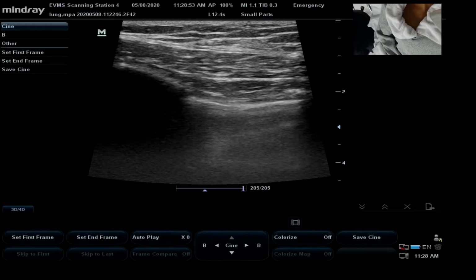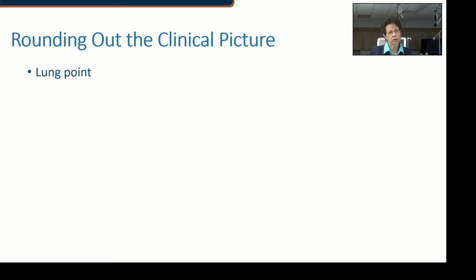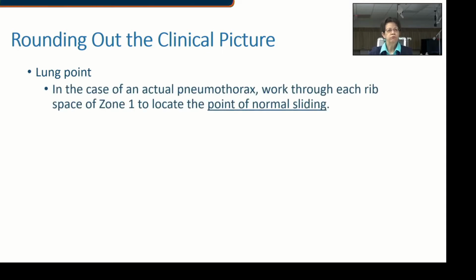Let me come back to my slide. So I want to round out the clinical picture a little bit with lung point. When you're going to be scanning the lab, hopefully nobody has a pneumothorax. So let me explain to you what happens when you do find a pneumothorax, which is that lack of sliding. You need to work through each rib space going down in that zone 1 until you find the point at which you see normal sliding again. And that is called the lung point.